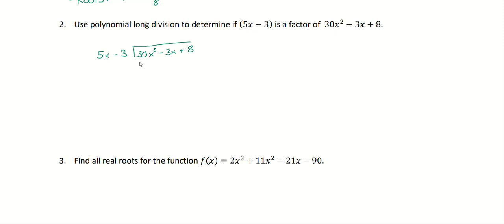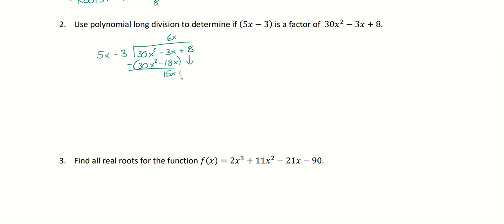So here we go. I need a 30x squared. I know that 5x times 6x is going to get me there. So I'll take that 6x and I'll multiply it by my divisor. 6x times 5x is my 30x squared that I'm after. And I also get for free out of this deal minus 18x. Okay, parentheses around it to subtract. 30x squared minus 30x squared, they're gone. Negative 3x minus negative 18x changes to plus, and I see I get a 15x.